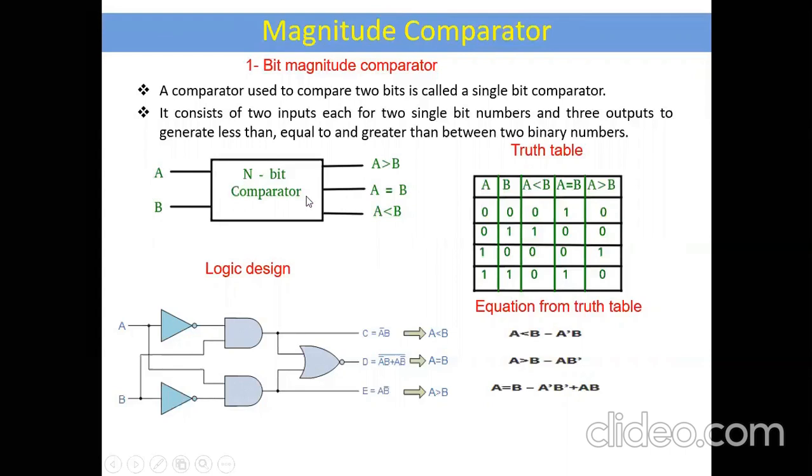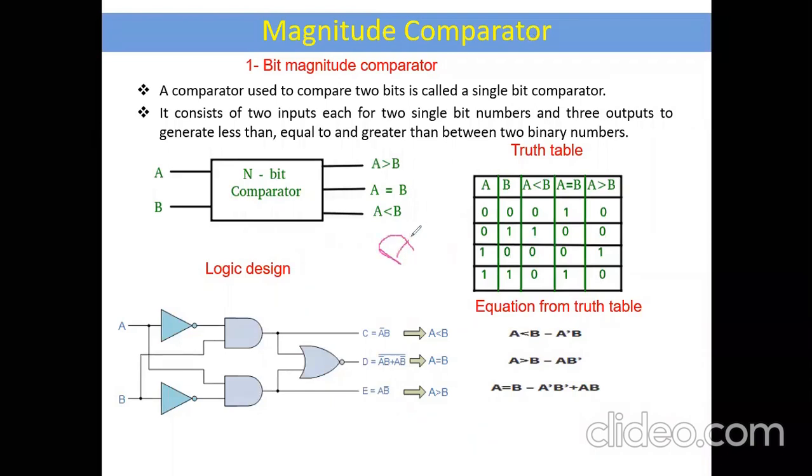The output is always one of these three combinations: either A greater than B, or A equal to B, or A less than B. Now this is the truth table of the 1-bit magnitude comparator. I am going to compare A and B, two binary numbers, single bit. First I am comparing A equal to 0, B equal to 0.